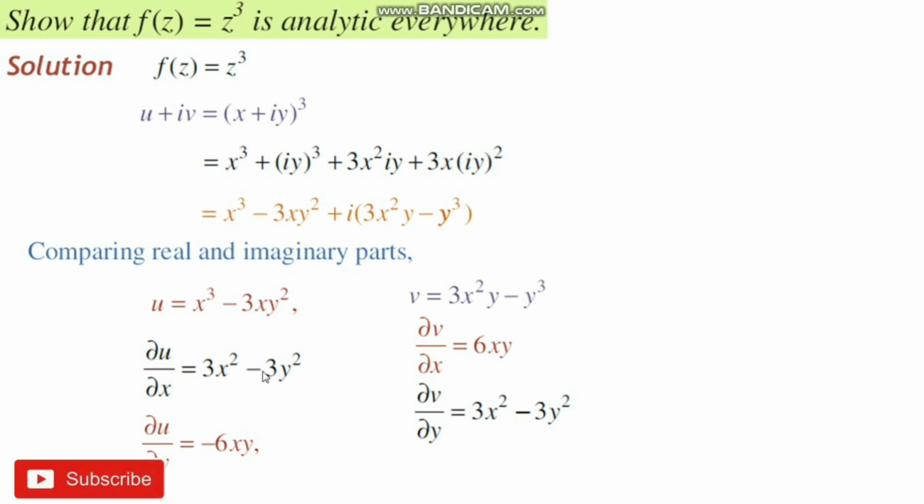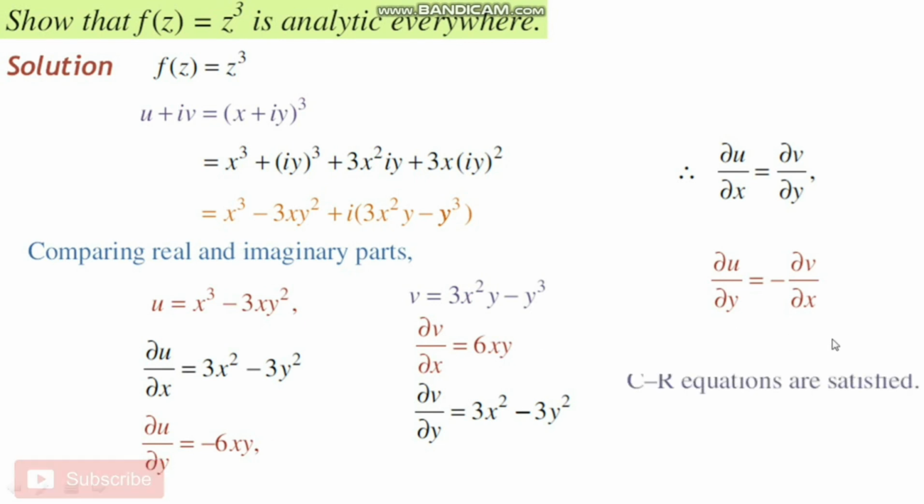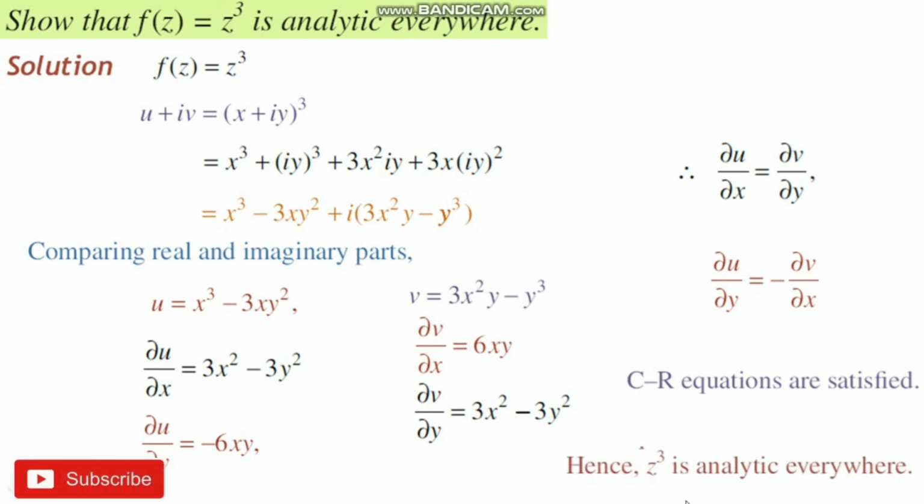One can compare dou u by dou x equal to dou v by dou y. The first condition is verified. Second condition, dou u by dou y equal to negative dou v by dou x. This condition is also satisfied. Therefore, Cauchy-Riemann equations are satisfied in the entire domain. Hence, the complex function z cube is analytic everywhere.